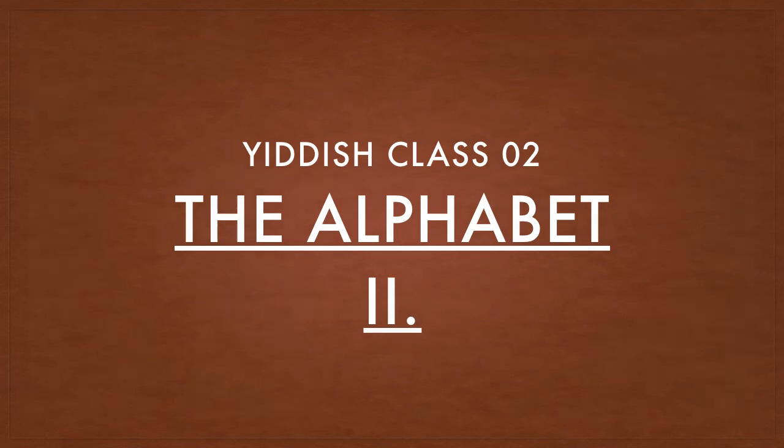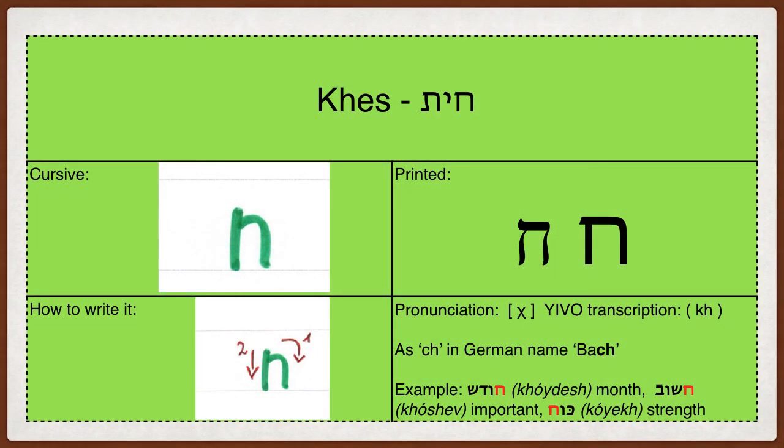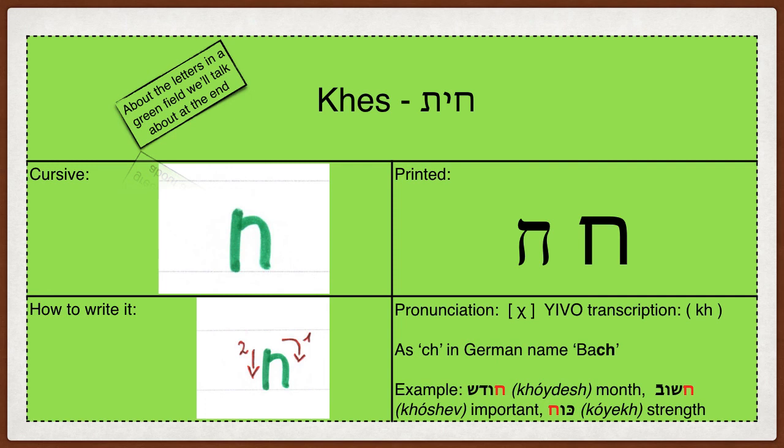So, let's get started. We have here the letter ches. It is in a green field, as you can see. Therefore, I am going to talk about this letter at the very end of the third video. The pronunciation of ches is ch. Just like in the German name Bach.